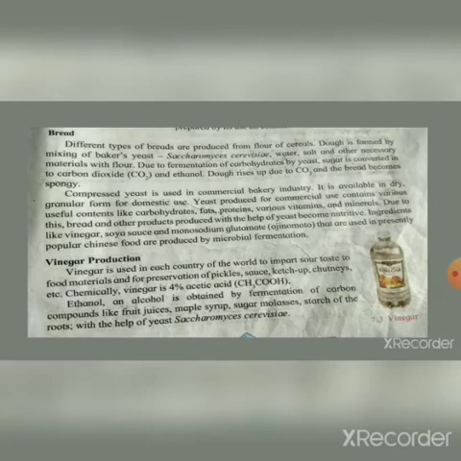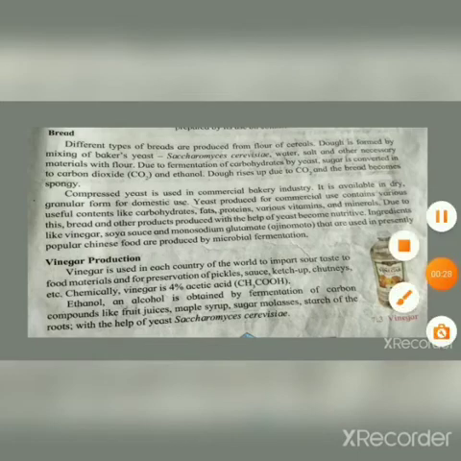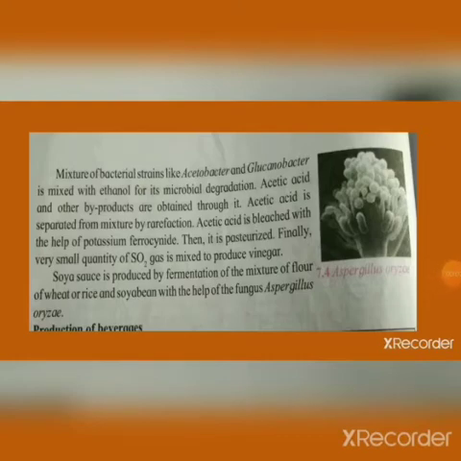Ethanol is obtained by fermentation of carbon compounds like fruit juices, maple syrup, sugar, molasses, starch of roots with the help of the yeast Saccharomyces cerevisiae. A mixture of bacterial strains like Acetobacter and Gluconobacter is mixed with ethanol for its microbial degradation. Acetic acid and other byproducts are obtained through it. Acetic acid is separated from the mixture by filtration. Acetic acid is bleached with the help of potassium ferrocyanide. Then it is pasteurized. Finally, a very small quantity of SO2 gas is mixed to produce vinegar.